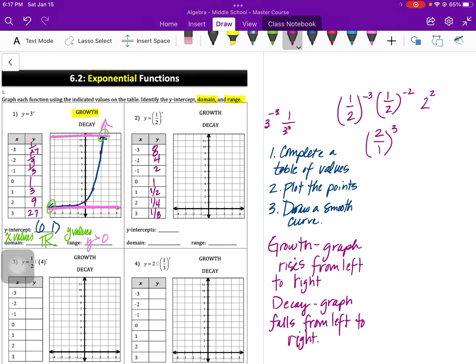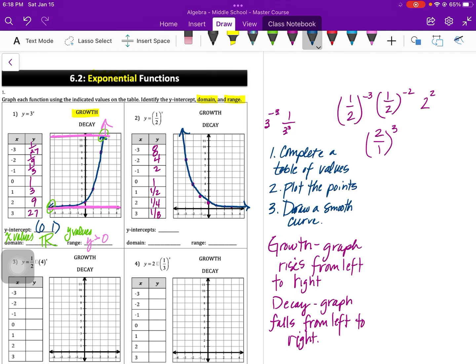If you look at our points, we have -3, 8. Our next point is -2, 4. -1, 2. 0, 1. Then 1, 1/2, and 2, 1/4, which we can plot, though it's going to get a little trickier. So let's draw our smooth curve through these points as best you can. You want to connect all of your points, remembering that we want an arrow on each end to show that the function is never ending in both directions.